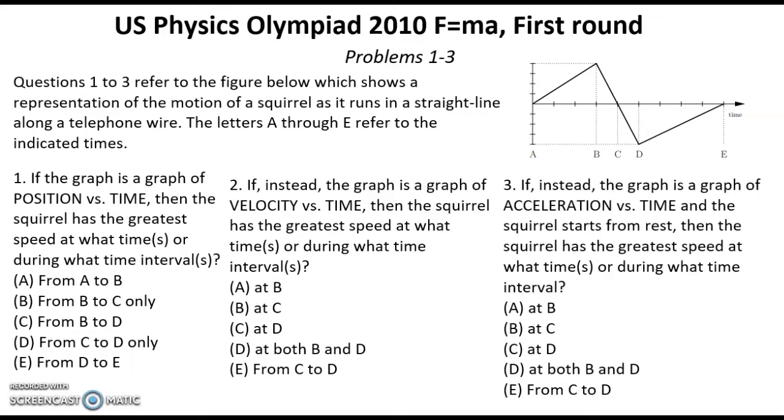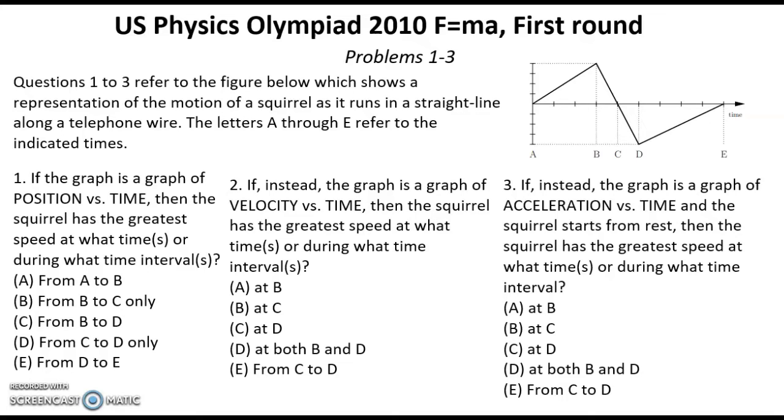Second problem. If instead the graph is a graph of velocity versus time, then the squirrel has the greatest speed at what times or during what time intervals? And problem number 3. If instead the graph is a graph of acceleration versus time and the squirrel starts from rest, then the squirrel has the greatest speed at what times or during what time interval?